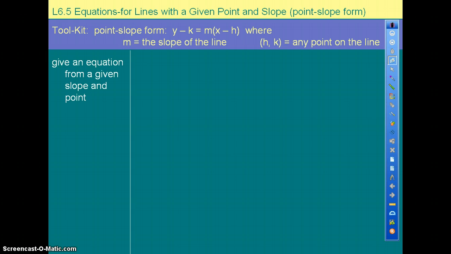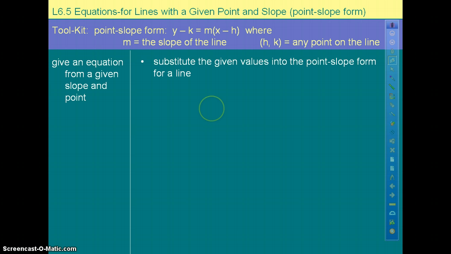So in our toolkit, we have the point-slope form for a line. The point-slope format is y minus k equals m times the quantity x minus h, where m is of course the slope of the line and (h, k) is any point on the line. It's essentially a one to two step process. Substitute your given values into the point-slope form for a line.